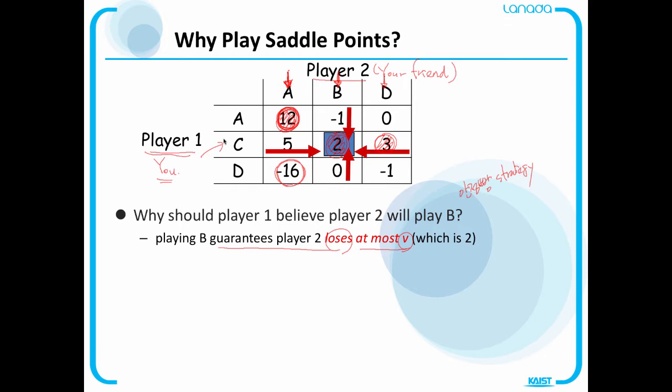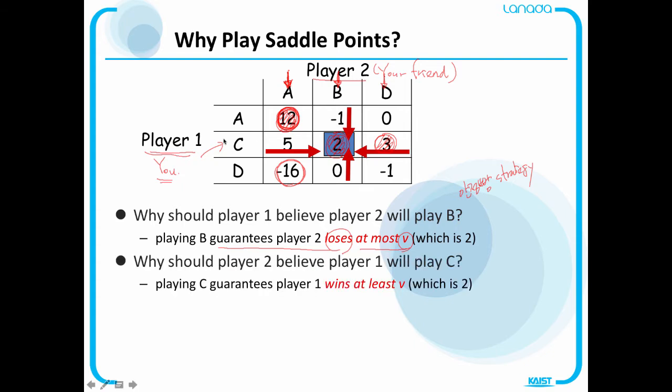So we don't know what strategy will be chosen by each player, so I have a belief. And the same thing: why should player 2 believe that player 1 will play C? Remember, player 1 tries to maximize. So in player 2's belief, I'm player 1. If I choose A, I can get a win of, in this case, 12, which is the maximum.